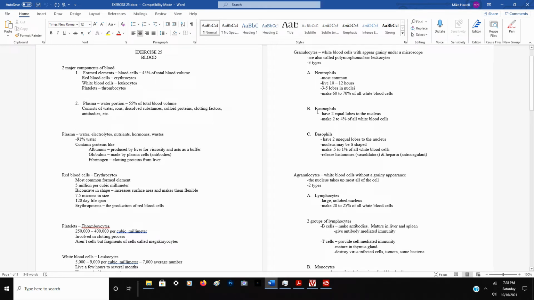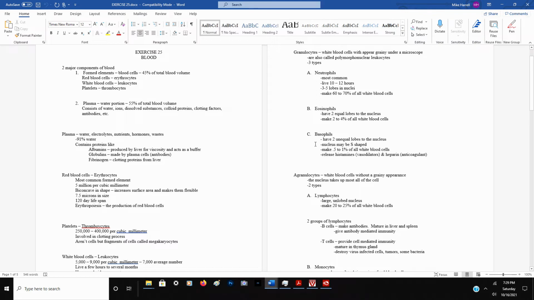The eosinophils here look very different from those above. Where the neutrophil has 3 to 5 lobes in a nucleus, these will have 2 lobes of equal size and shape. Often it looks about like a pair of sunglasses looking back at you. These are a lot rarer. These would be 2 to 4% of all the white blood cells that you have in your body. And we're going to look at the functions of these white blood cells further along too.